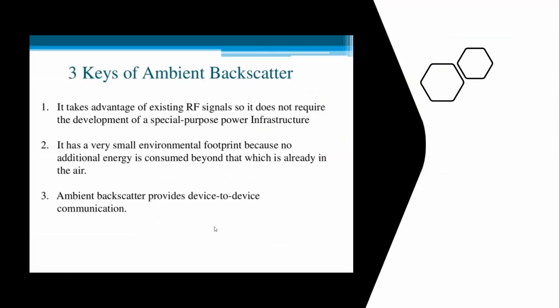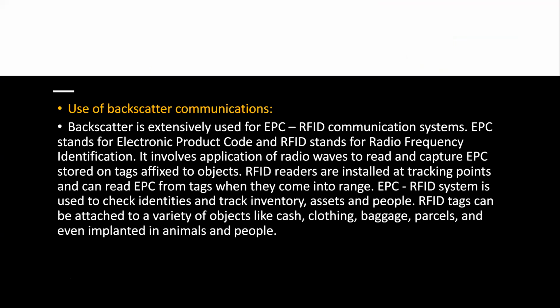Three keys for ambient backscatter. It takes advantage of existing RF signals so that it does not require any development of special purpose power infrastructure. It has a very small environmental footprint because no additional energy is consumed beyond that which is already in the air. Ambient backscatter provides device-to-device communication.